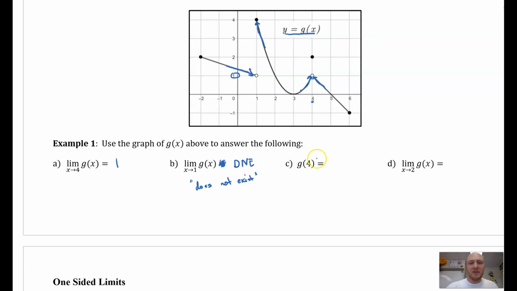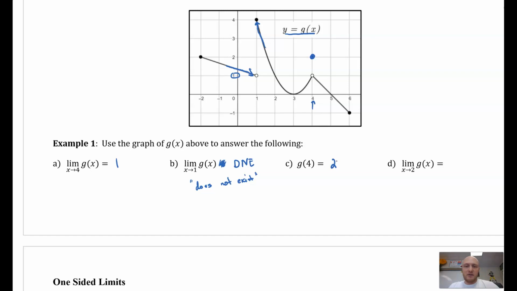All right, the next one. We'll go ahead and look at g of 4. Well, this is just a function value. So if I go to my graph and I say, okay, here's 4, what is the y value at 4? Here's my closed dot. This is what this actual value is, and that's at 2. So different than the limit, and we'll talk about what those implications are later on in this unit.